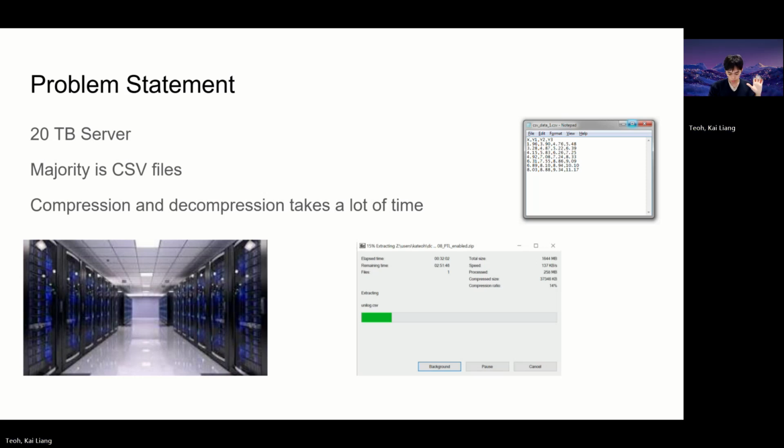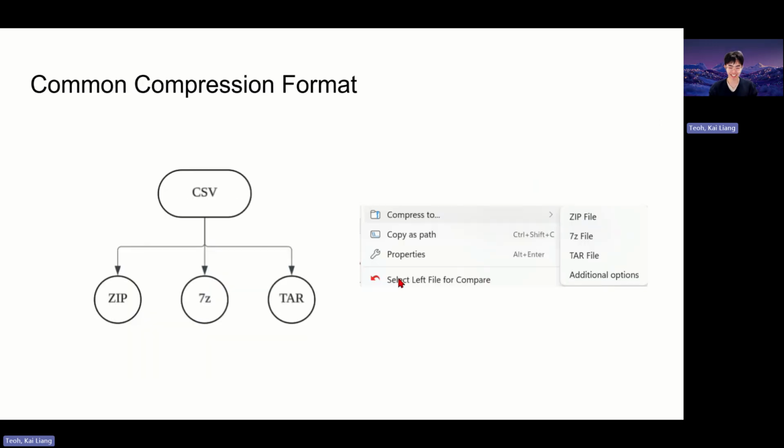So compression and decompression takes a lot of time. And believe it or not, zip files or 7z files might not be the ideal scenario when it comes to data engineering, from the standpoint of an experienced data engineer. All right, I'm just joking.